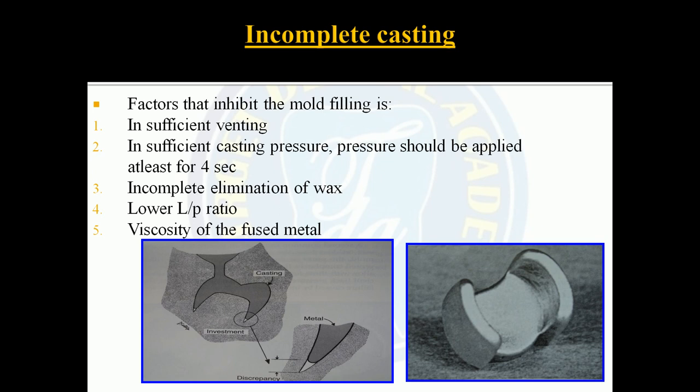Next question, casting shrinkage in gold alloys is maximum in class 5 restorations. Next MCQ, sprue should ideally be made of, answer is hollow metal. Next question, dental wax pattern should be invested as soon as possible because of danger of distortion due to relaxation of internal stress.